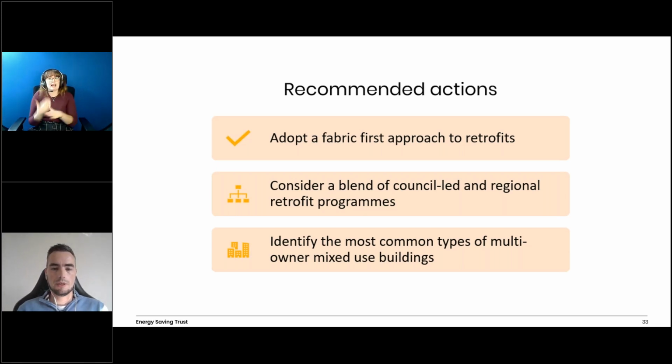And identify the most common types of multi-owner mixed-use buildings. Could be potentially quite tricky to unlock funding for that sort of building type. So tackling those is going to be key.